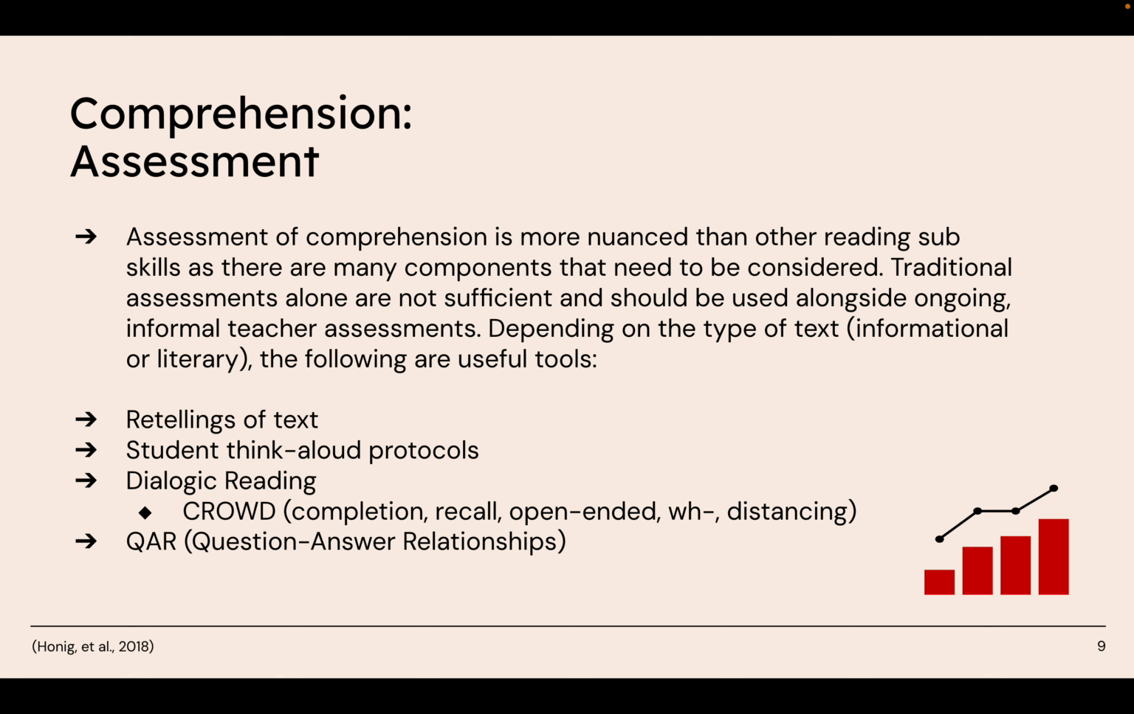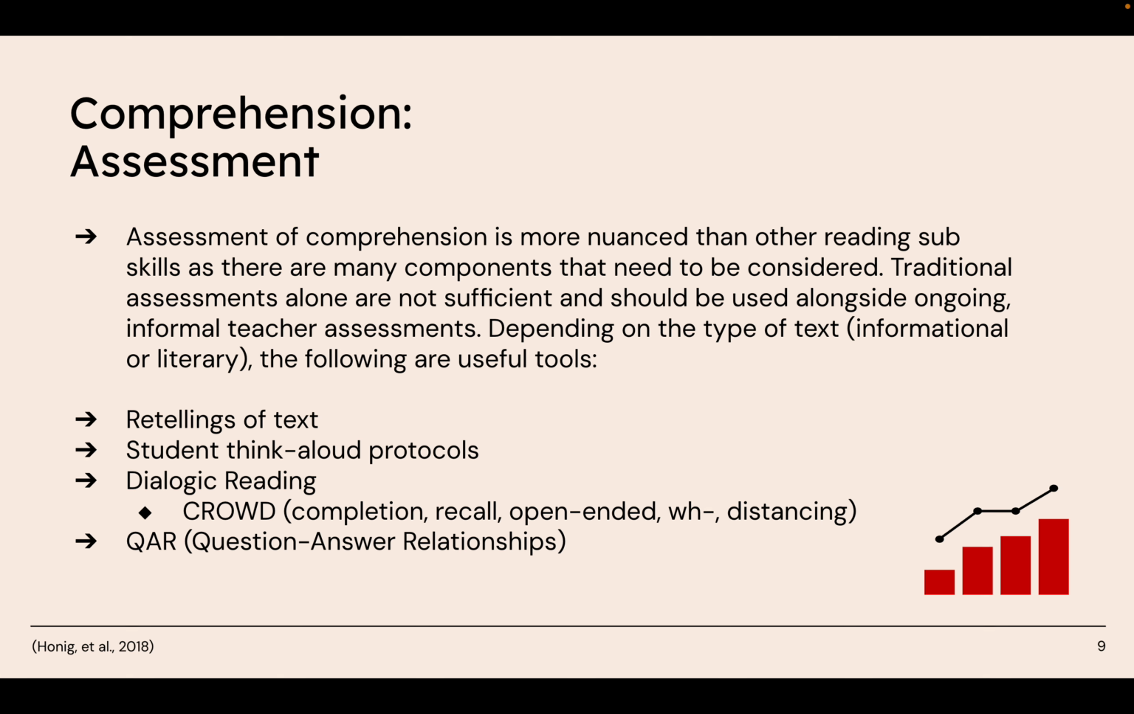So some useful tools could include just simple retellings. This is a really good way to determine whether or not a student understands what they're reading and understands the main ideas or the main concepts well. Also, the student think alouds, where a student is asked to read and then talk through maybe a series of questions or topics. This is a really good insight into how their brain's working and how well they're understanding what they're reading.